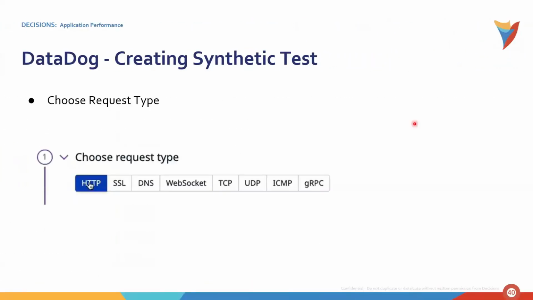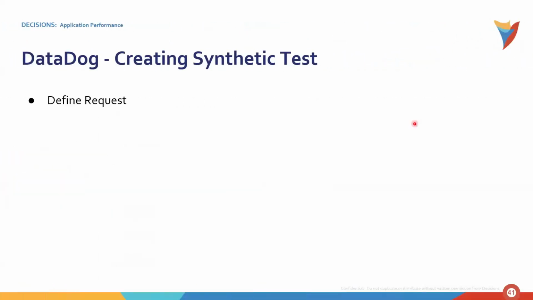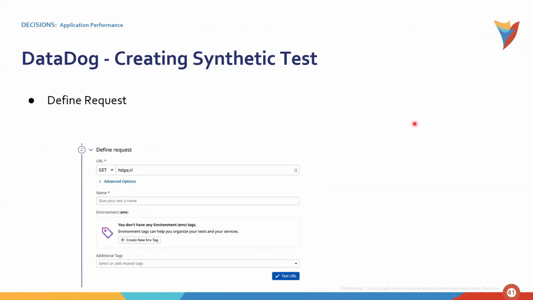So first thing that you do is you choose what kind of request you want to make to your application, whether it's an HTTP request or a DNS or some other kind of request. Let's say you have selected HTTP request. Then you need to define that request, like whether it is a GET request or a POST request. We need to specify the type of request and the URL as well, so that we can make a request to that URL.